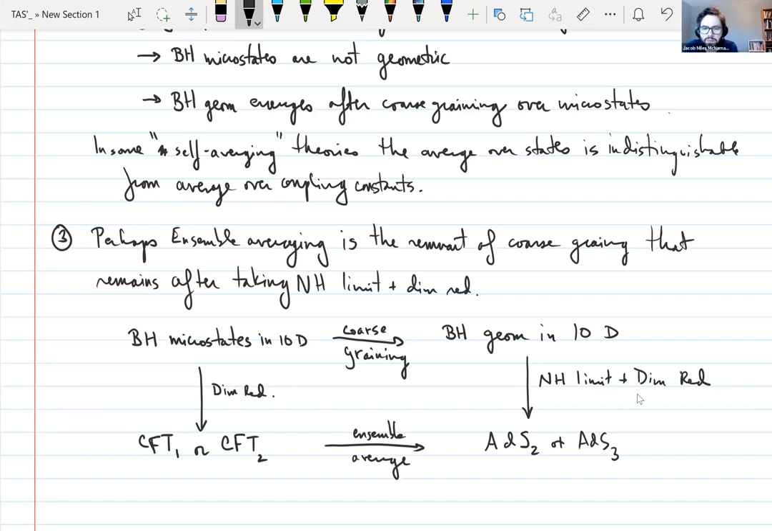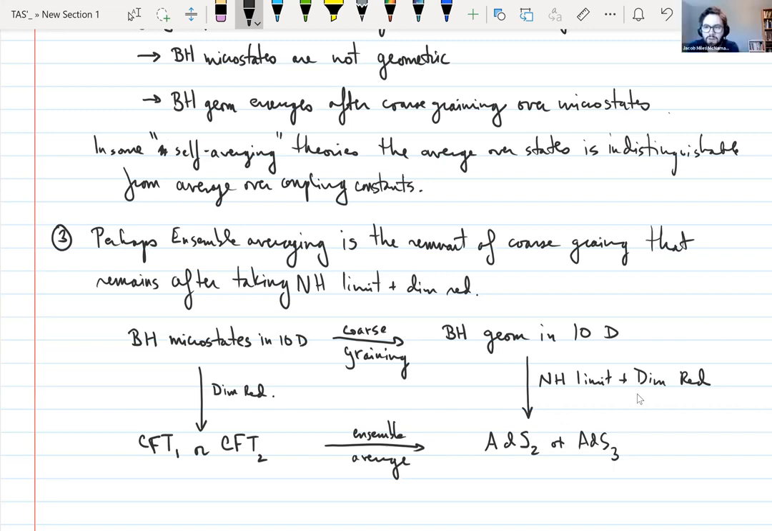I'm a little bit confused about this picture. It's a really nice picture, and it'd be great if something like this worked. Yeah, I think this is very plausibly where ensemble averaging comes from, but I don't have an extraordinary amount of evidence for this. I bring this up only as one possible way that we could think about this ensemble averaging.